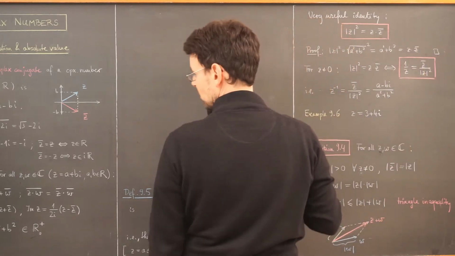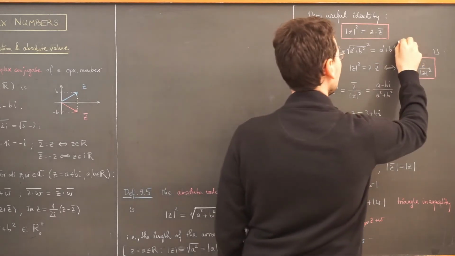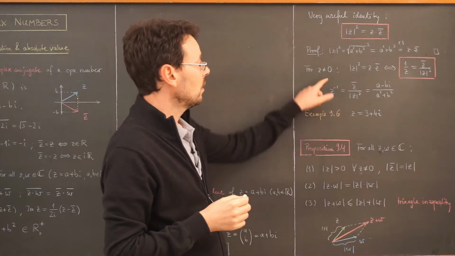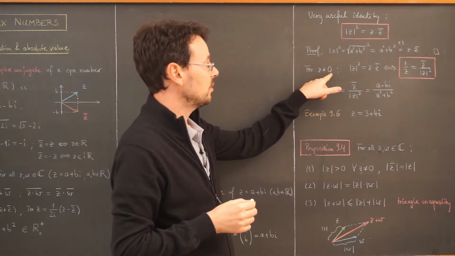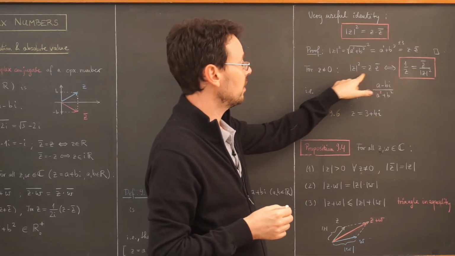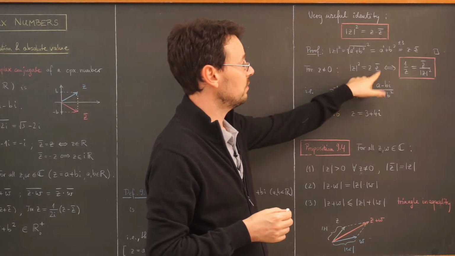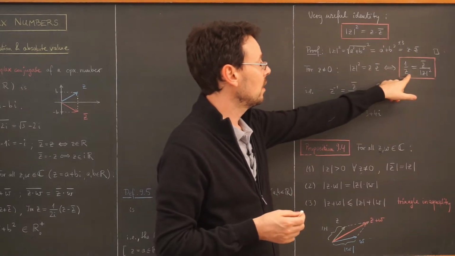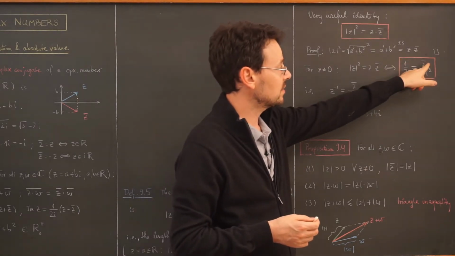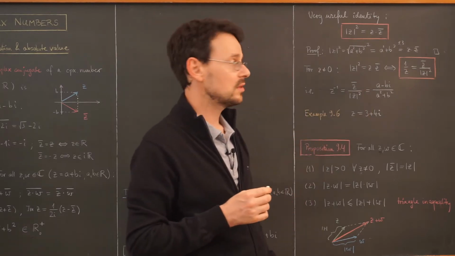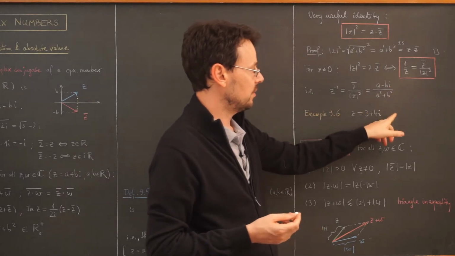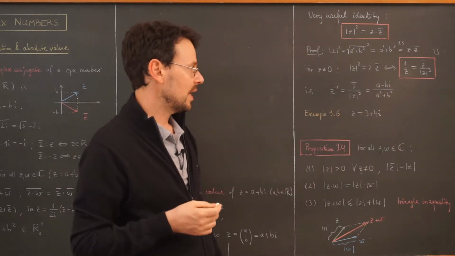z times z bar by proposition 9.3. Now if z is any complex number that is not equal to 0, then I can divide here by z and by the absolute value squared, because this is not 0. And I get this useful formula. 1 over z is the complex conjugate divided by the absolute value squared. And this here is much easier to remember than this formula that we derived in the last video.